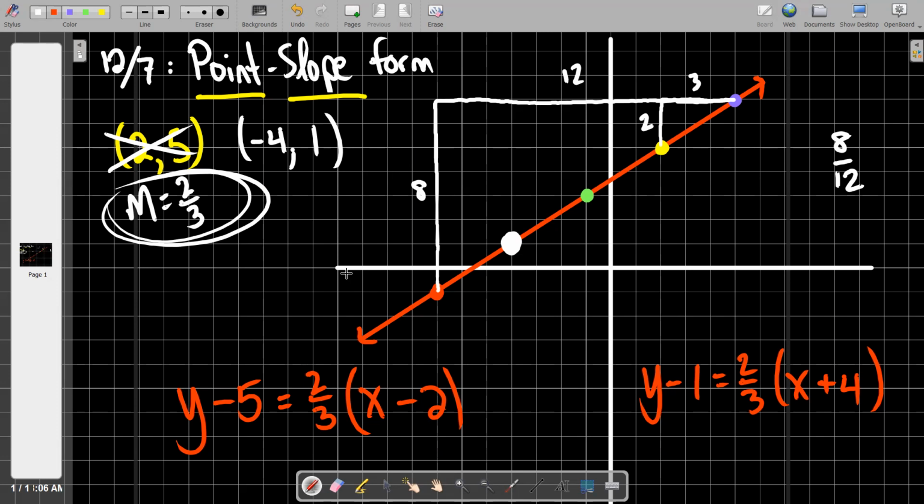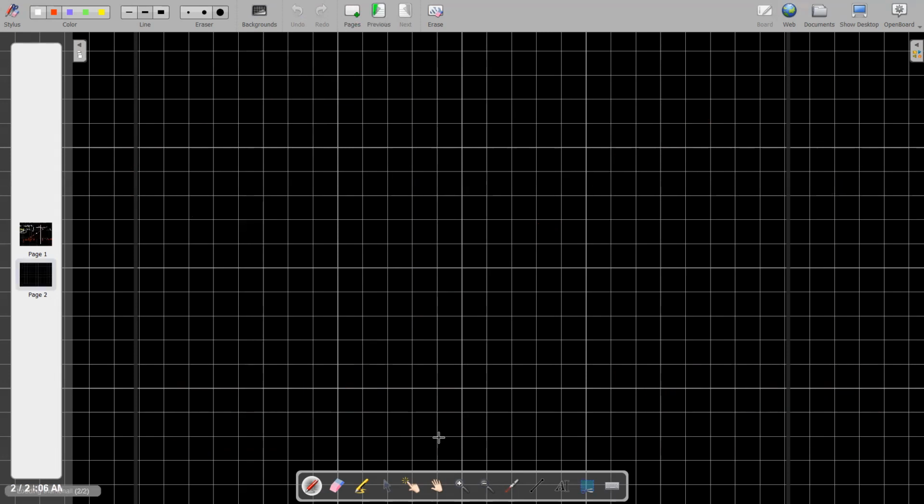Okay. Now, the other side of this is, how do I graph a line when someone gives it to me in point slope form? And it's pretty slick and easy.